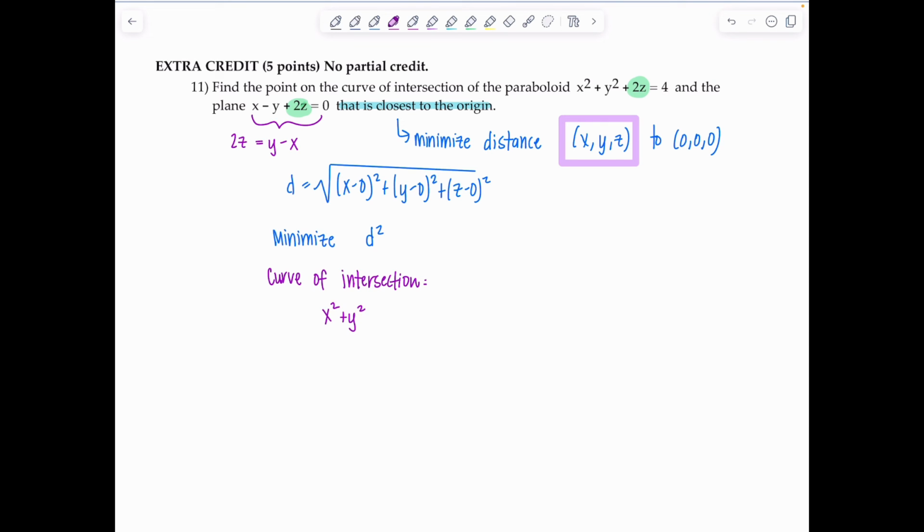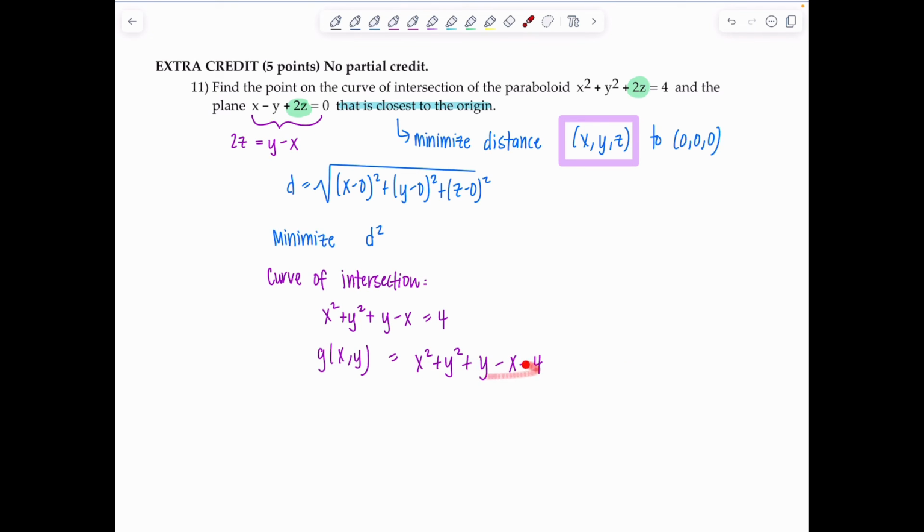Now I have x squared plus y squared. Instead of 2z, I have y minus x equals 4. And not only have I reduced the number of constraints, I've also reduced the number of variables that I have to deal with, because the curve of intersection now only involves x and y. So I can say my constraint is just g of x, y, which is x squared plus y squared plus y minus x minus 4.